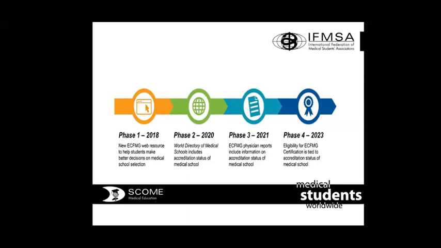Phase two, which will be achieved by 2020, is to make a world directory of medical schools that includes the accreditation status of each medical school. And the third phase, ECFMG plans to achieve by 2021, a physician report that includes information on the accreditation status of medical school. As I mentioned previously, ECFMG is responsible for the physician records. Each physician who's working in the US has to be registered in the ECFMG.